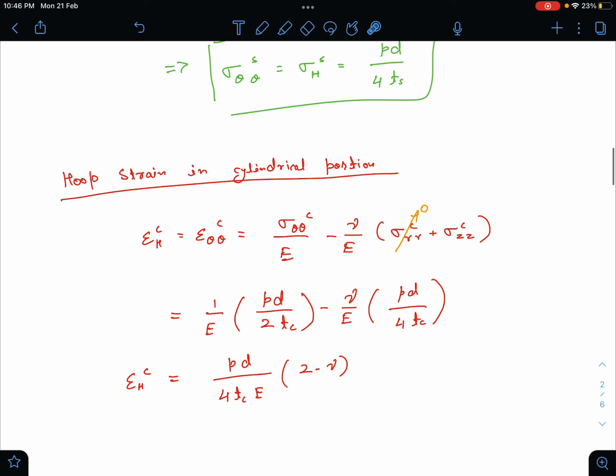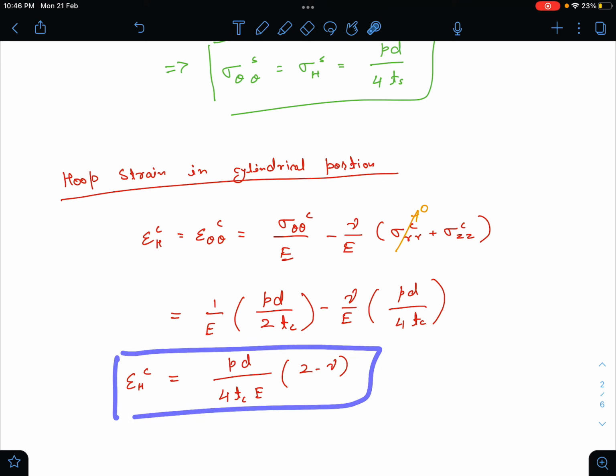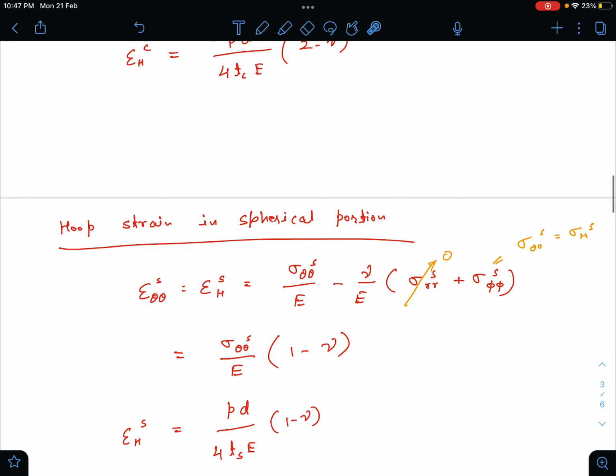Okay, now we have put the expression for sigma theta theta c and sigma ZZC over here from the earlier derivation. So this will give you the hoop strain in the cylindrical portion like this. Similarly, hoop strain in spherical portion can be evaluated like this: sigma theta theta by E and nu by E times sigma RR plus sigma phi phi. Remember, here there is no sigma ZZ. In case of spherical shell or thin spherical vessels, there is no Z direction.